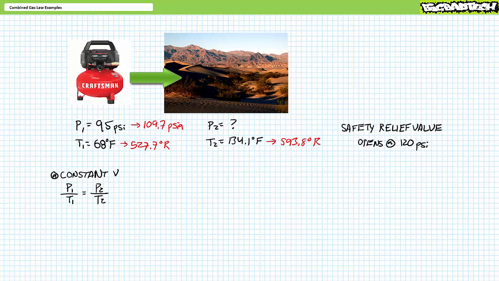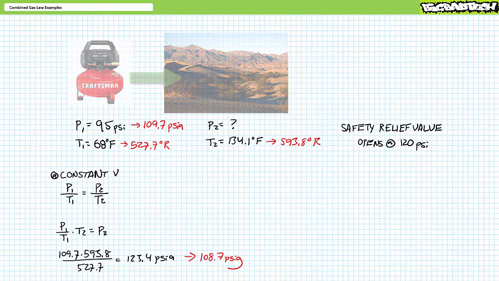We know P1, T1, and T2. We want to determine unknown pressure P2. An algebraic manipulation of Gay-Lussac's law solved for P2 demonstrates P2 is equal to P1 times T2 over T1. Substituting in the given values, P2 is found to be roughly 123.4 psi absolute. You might say, yes, the safety pressure relief does indeed blow, but you're forgetting an important final step. This is pressure inside the receiver expressed using the absolute scale. You need to convert this back to the gauge scale. A unit conversion demonstrates 123.4 psi absolute is roughly equivalent to 108.7 psi gauge. The safety pressure relief valve stays closed.